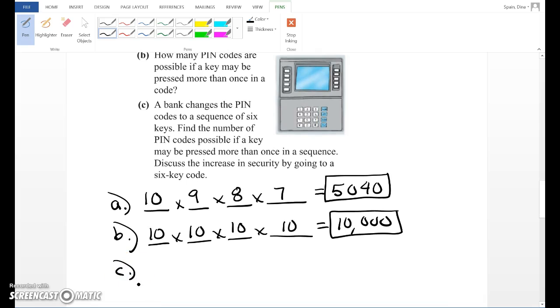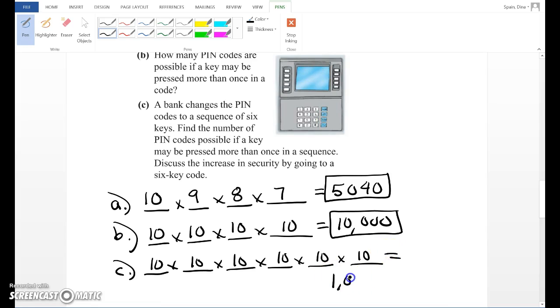Part C says, a bank changes the PIN codes to a sequence of 6 keys. Let's jot those down. 1, 2, 3, 4, 5, 6. Now it says, find the number of PIN codes possible if a key may be pressed more than once in a sequence. And then we'll discuss the increased security by going to a 6-key code. A key may be pressed more than once, so we've got 10 choices for all of these. There were 6 of those. I think that's 1 million. That's your answer there.